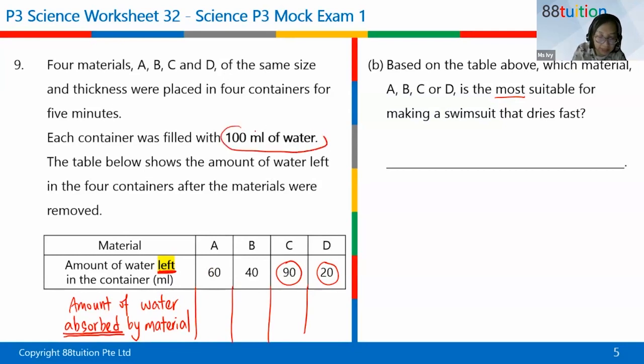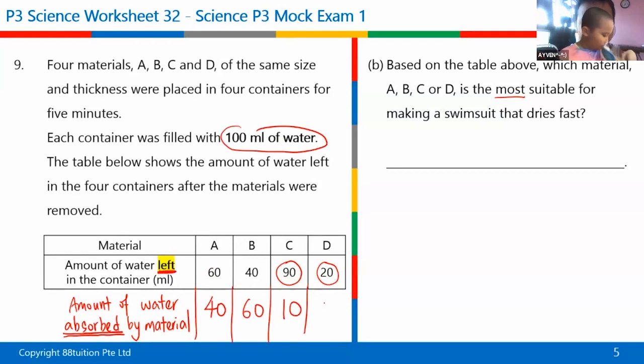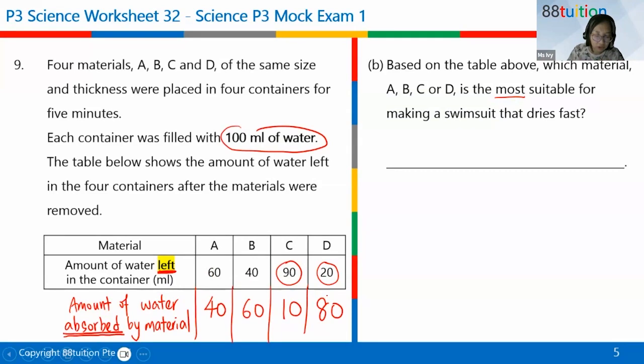100 minus 60 is 40. Then 100 minus 40, the next one is 60. 100 minus 90 is 10. 100 minus 20 is 80. All right. So you will know how much water is absorbed by the material.